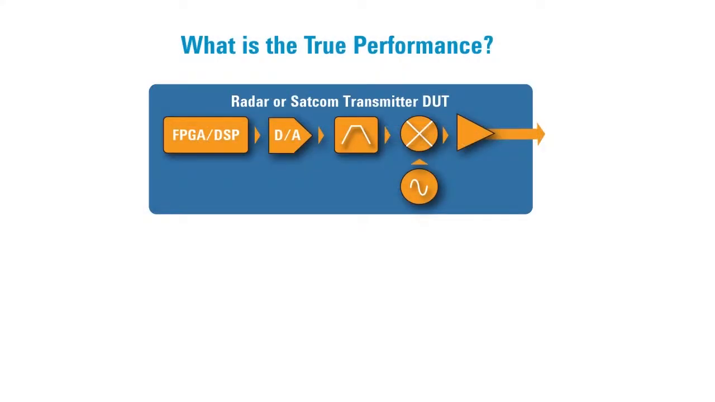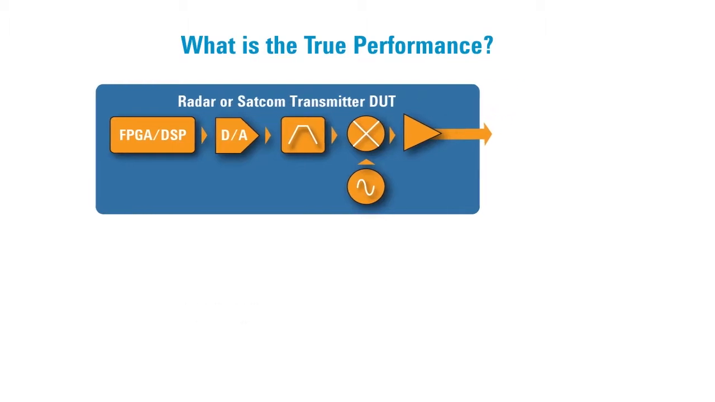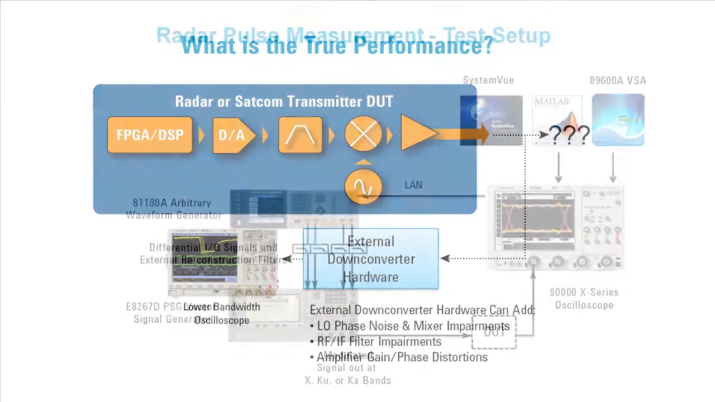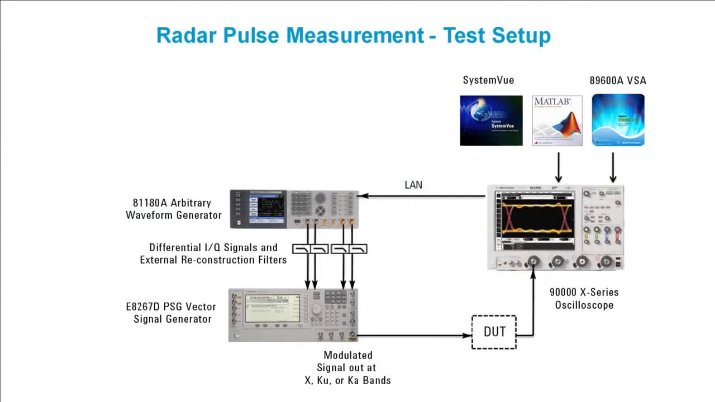Measuring the performance of radar transmitters in an accurate and cost-effective manner offers many challenges. It is difficult to measure high-frequency and wide bandwidth transmitter outputs directly, and when downconverter hardware is used, it adds its own impairments into the test signal. In this video, we show how radar transmitter outputs can be measured directly up to 32 GHz without the use of external downconverter hardware. This radar pulse measurement setup shows how wide bandwidth radar signals can be created and analyzed.